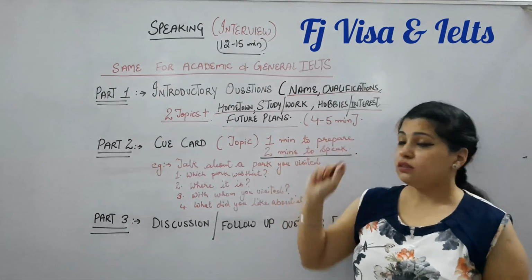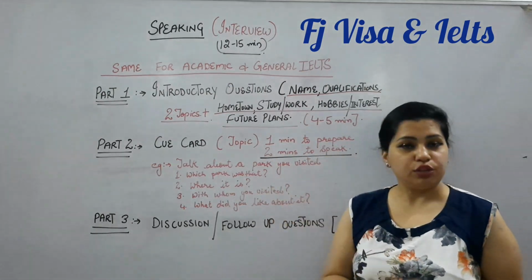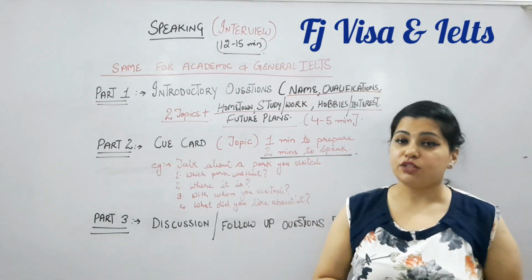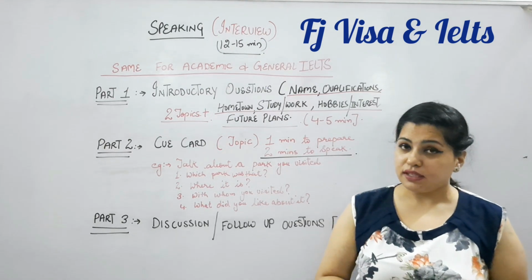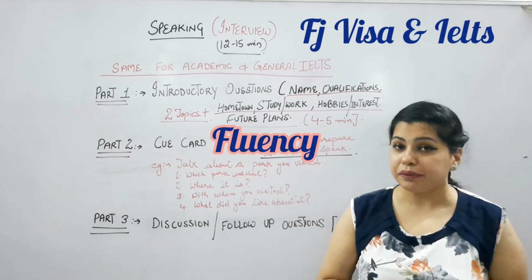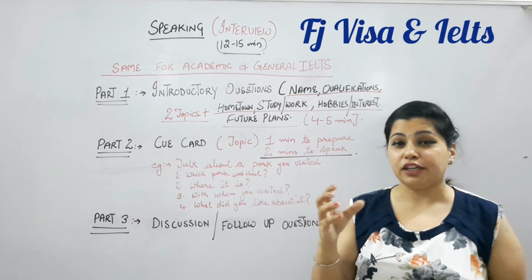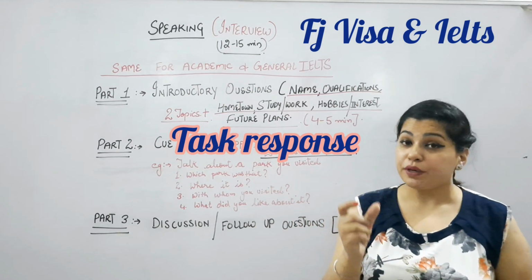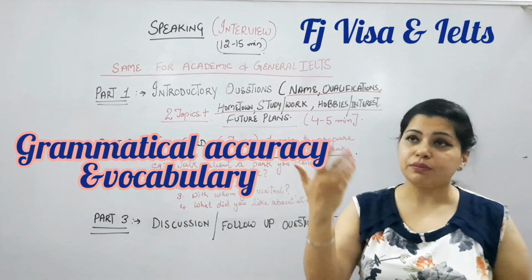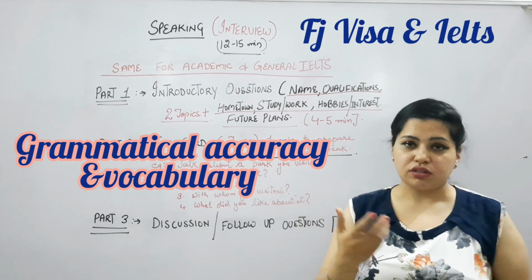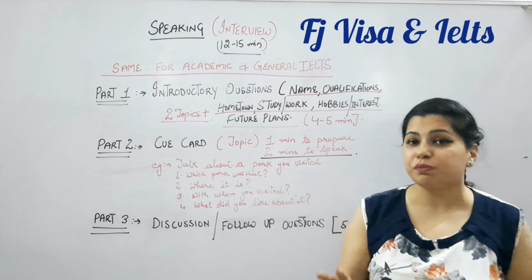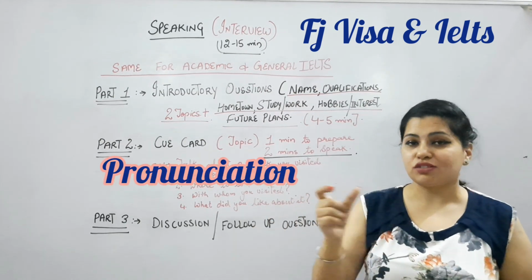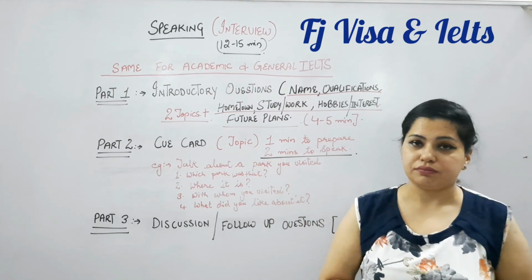So, part 1, introductory questions; part 2, cue card; and part 3, discussion or follow-ups. And all the things that you have to keep in mind is fluency. You should not hesitate, you should not repeat, you should have clear ideas, and your ideas should be logically structured. Your pronunciation should be clear. You don't have to copy the pronunciation of Britishers or Americans or Australians, but you have to speak it in a clear tone. Proper stress and intonation should be marked.